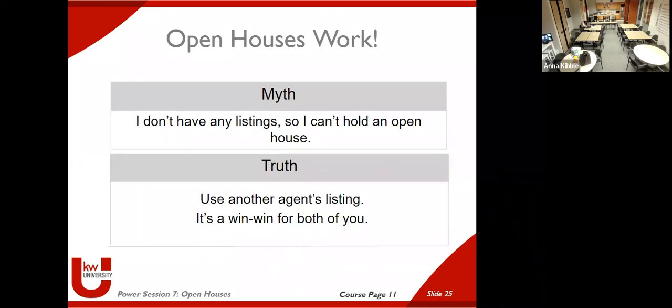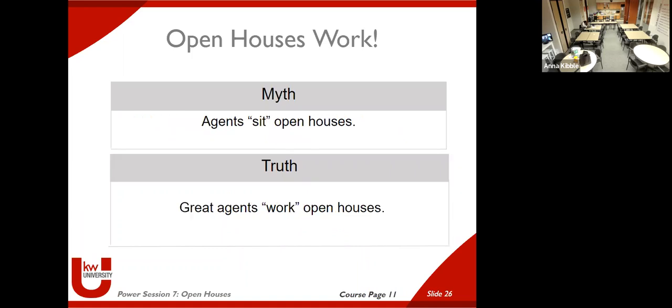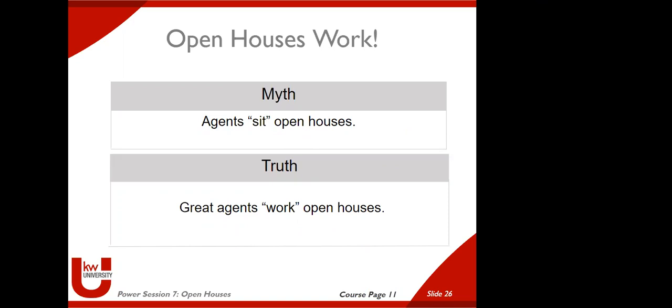I don't have any listings, so I can't hold an open house. Use another agent's. We talked about that. Agents sit open houses, great agents work open houses. What do you think that means? The preparation that you just were talking about.